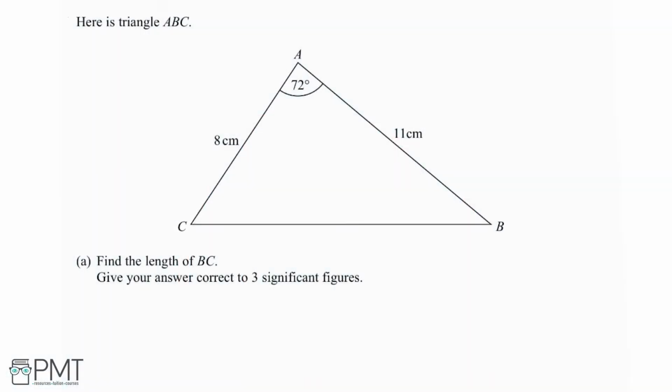Here is triangle ABC, and in part A we need to find the length of BC, giving our answer correct to 3 significant figures. So our goal is to find this length here. For this, we're going to use the cosine rule, which says that a squared equals b squared plus c squared minus 2bc cos A.